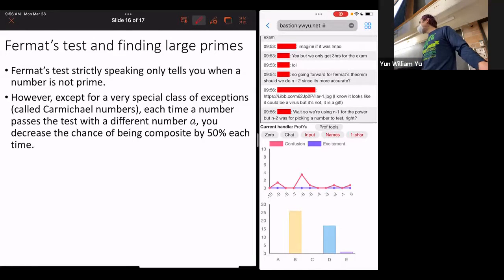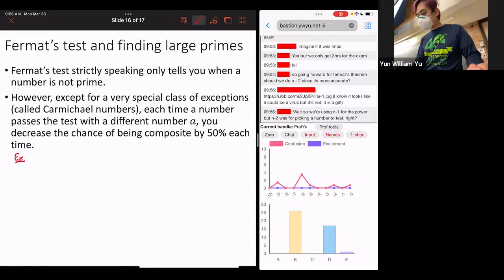So using n-1 for the power. Yes, you have to use n-1 for the power because that's Fermat's little theorem. But then when we're picking a number to test, it's often best to pick between 2 and n-2. I'll give an example here.